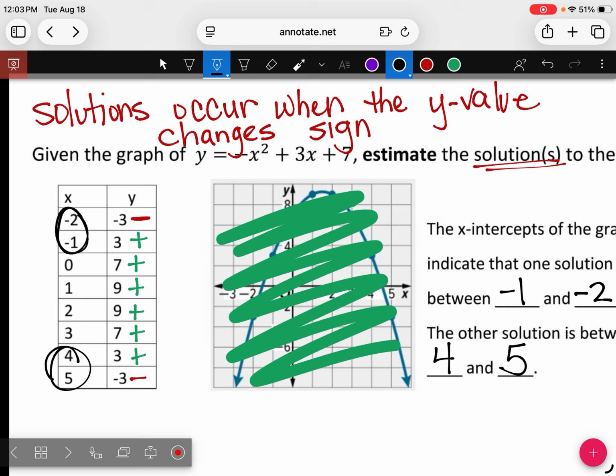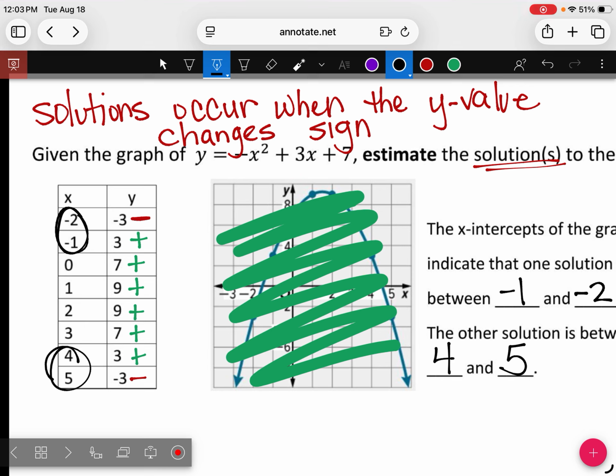It could be 4.2, it could be 4.3, it could be 4.8. It's 4 point something. It's not a whole number. So basically, you're looking at your y values and watching it change sign. And if it doesn't change sign, then that means that your solution either is not in the table or it doesn't have a solution at all.